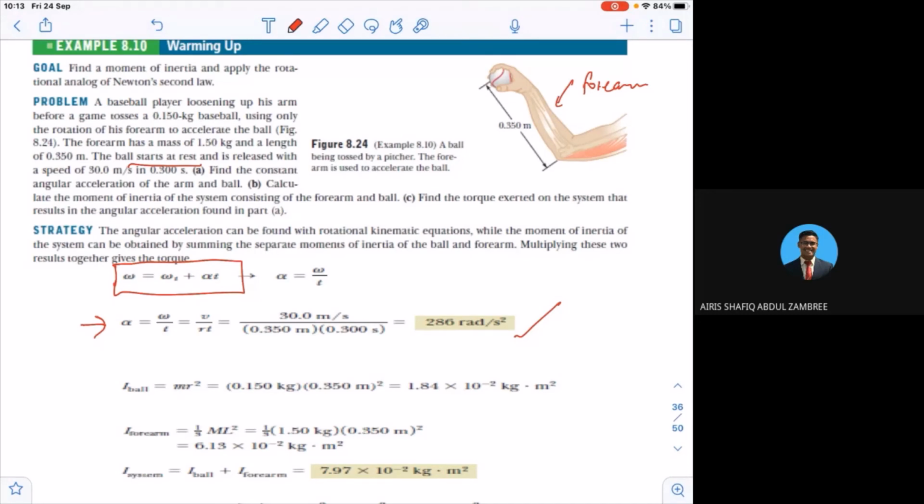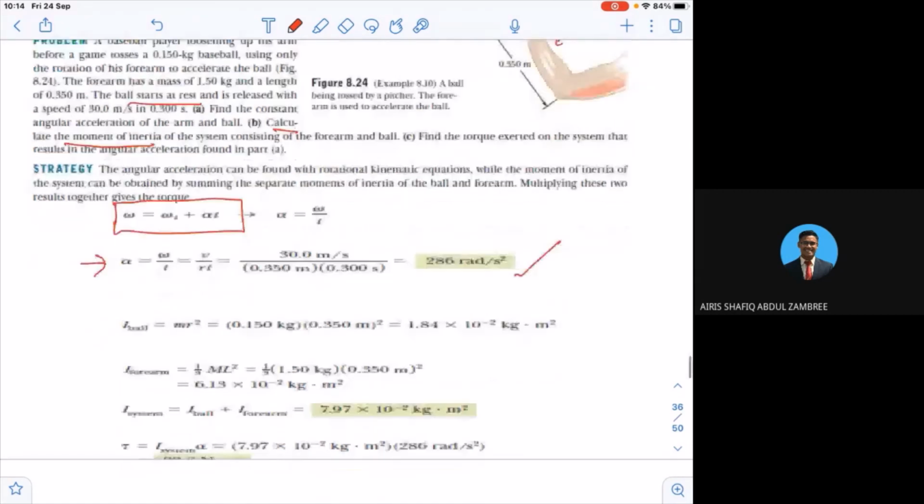And part B is to calculate the moment of inertia. As I said earlier, if they want you to calculate, they do not put the equations inside the questions, because they want you to calculate the moment of inertia of the system consisting of the forearm and the ball. So number B, you need to find the moment of inertia.